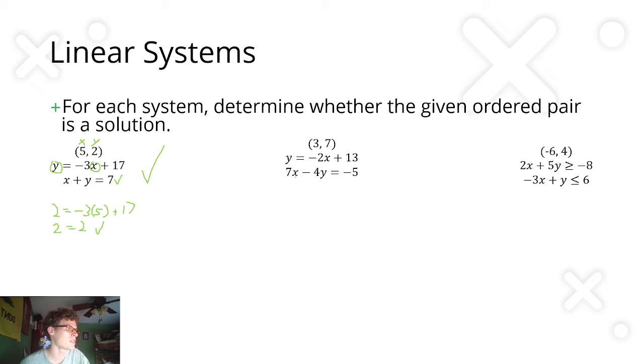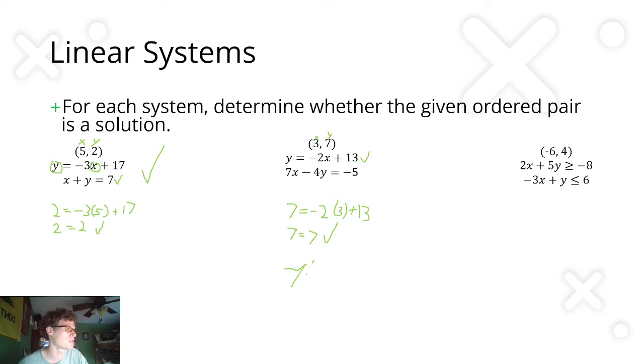Now, let's see if 3, 7 is the solution to this one. So, remember, we're plugging in x, y. So, 7, let's do our first equation first. Plugging in 7 for y: 7 equals -2 times 3 plus 13. All right, so -2 times 3 is -6. Adding 13 to that does indeed give us 7. So, 7 is also true, okay? The first equation is true. Second equation, is that true?